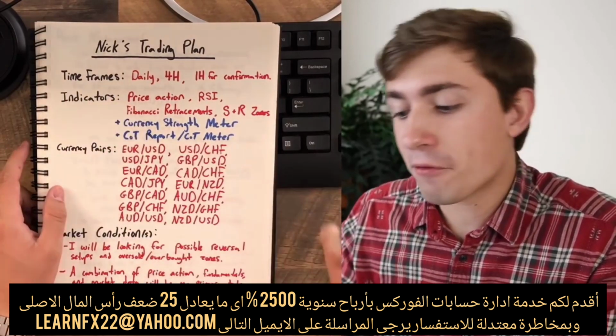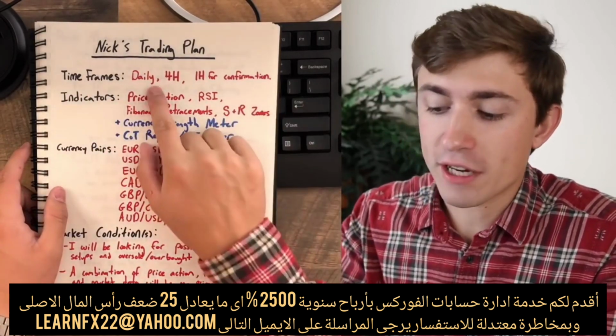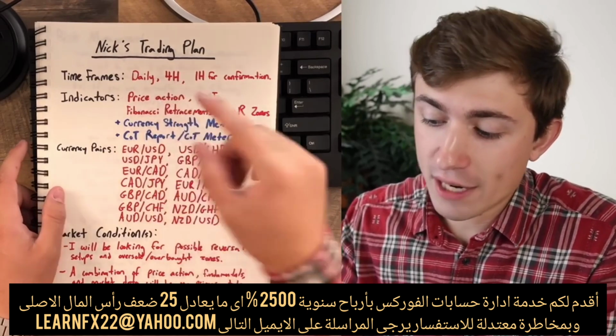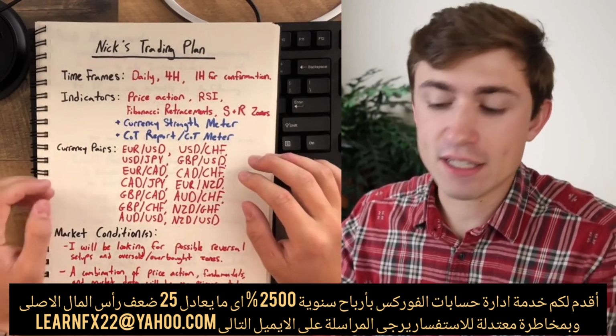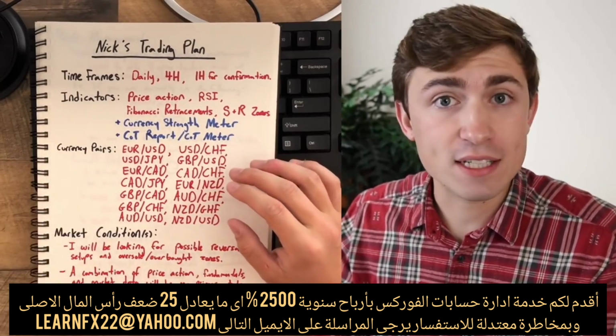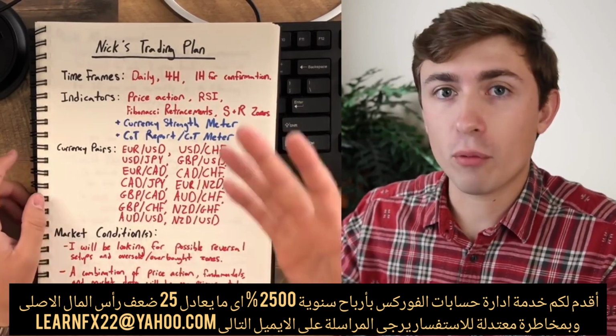Time frames is the first one. Mostly on my swing trading, I'm looking at the daily chart and the 4-hour chart, and sometimes I'll even look at the 1 hour for confirmation. And again, in our trading plan, we want to be as detailed as we possibly can with what we're actually going to be doing.